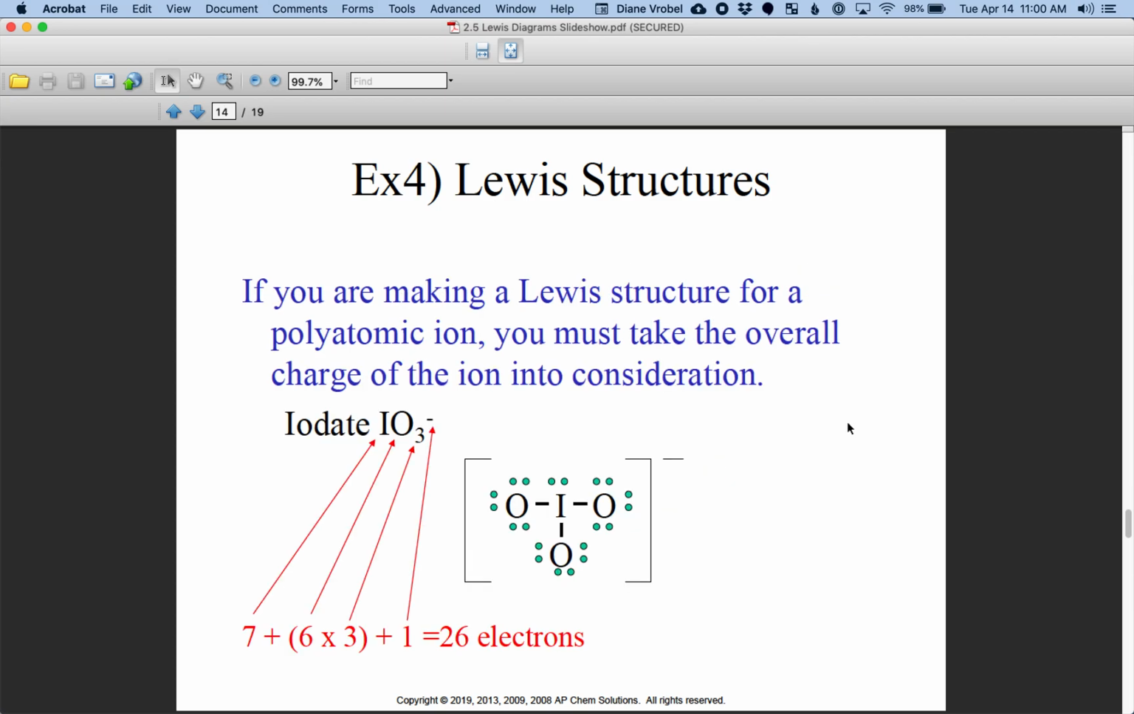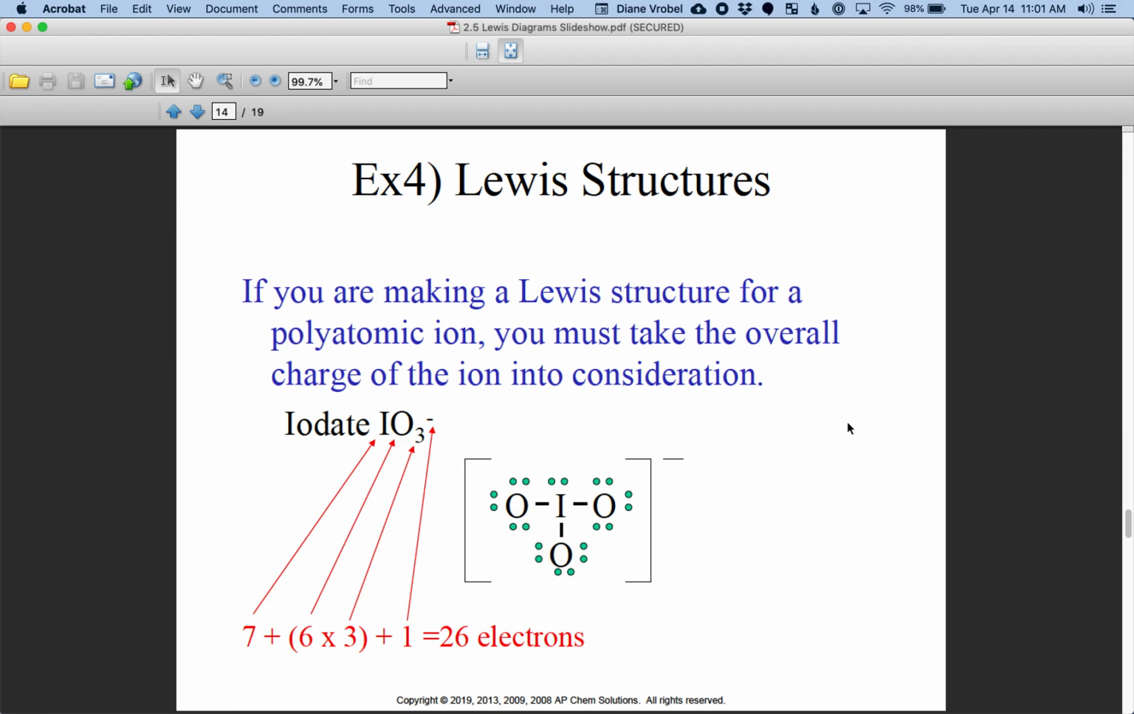Okay, here is a polyatomic ion. I would make sure that you know how to draw polyatomic ion Lewis structures. And the important piece is that it has an overall negative charge. And when we talk about formal charges in a little bit, you'll see why it has an overall negative charge. So notice something different is going on here.